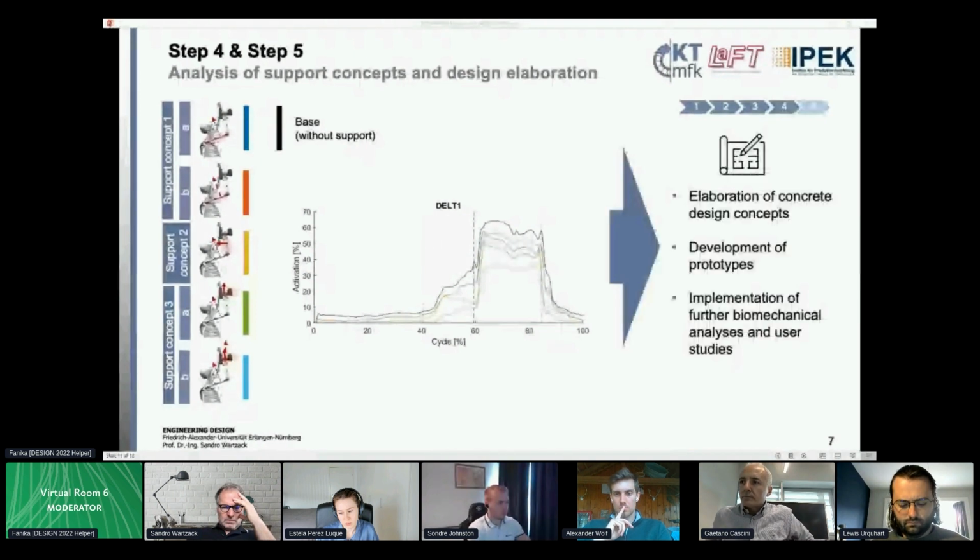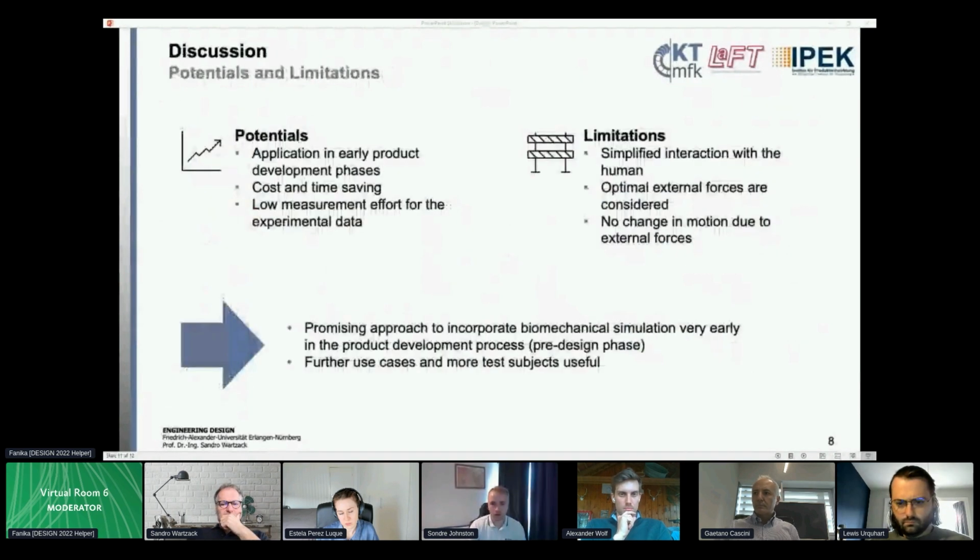And in step 5, based on the results of the biomechanical analysis, promising concepts could be considered in more detail, and concrete design concepts and prototypes can be elaborated, and further studies and analysis can be performed. Now I want to close with a short summary of the potentials and the limits.